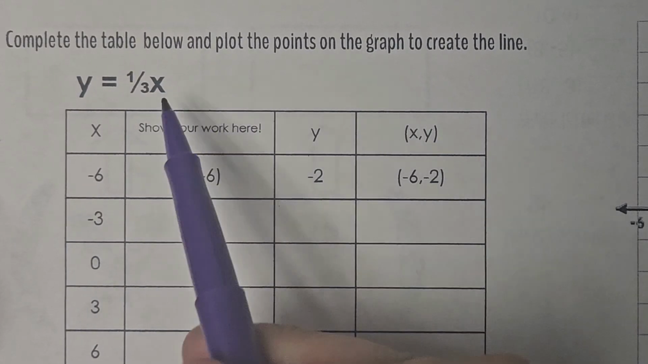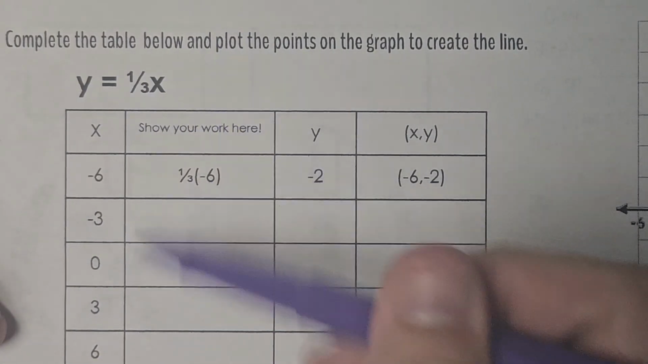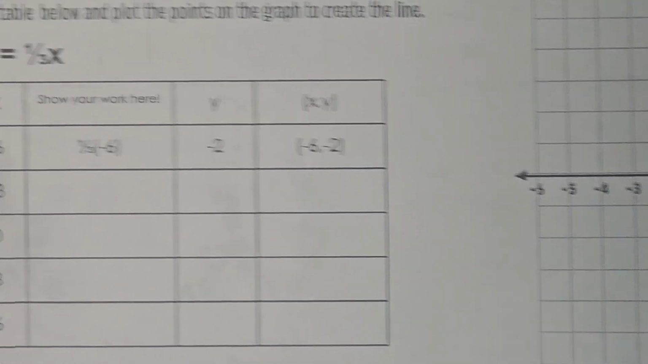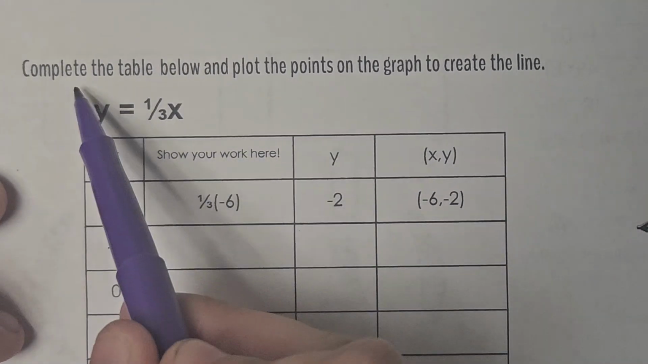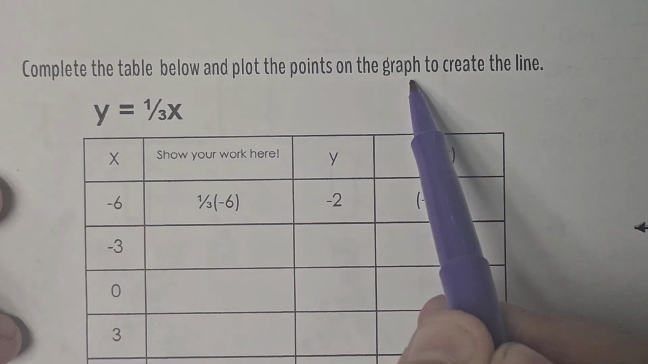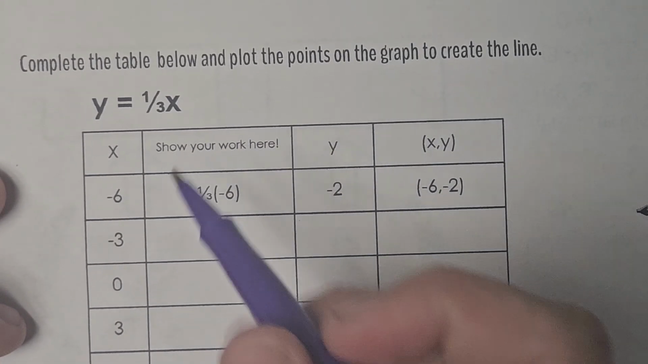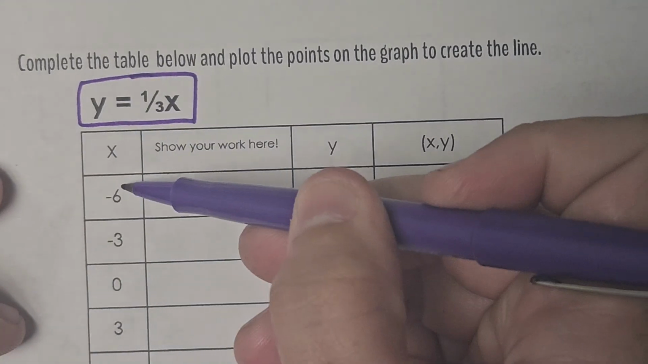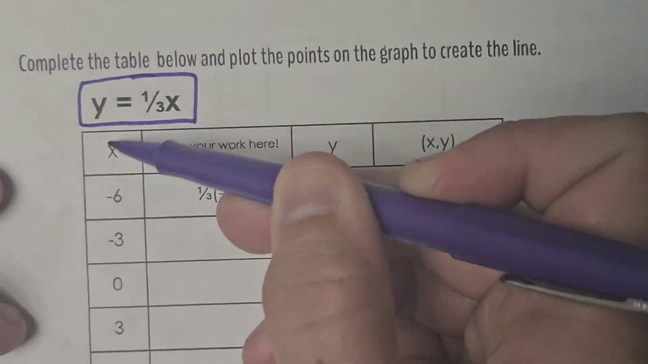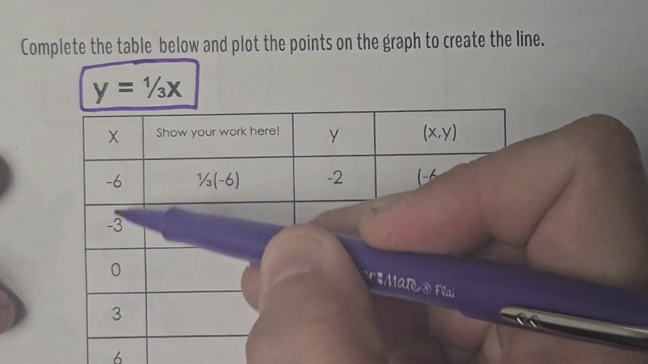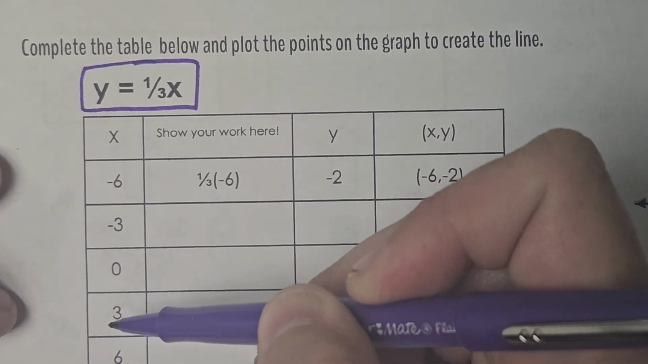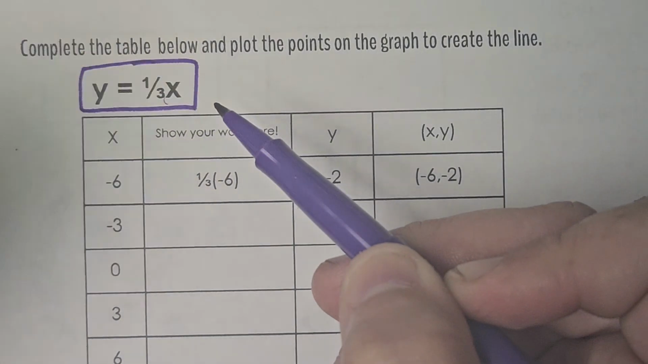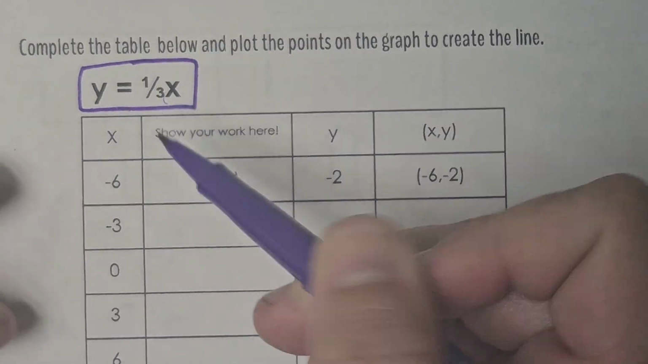We are going to use this equation to fill out the table, and then we're going to plot the points over on the right-hand side. So the directions say complete the table below and plot the points on the graph to create the line. The part that is given to us is the equation, and then we have all of these numbers in the x column. Each of these numbers in the x column is going to be replaced for this x, so we can take out this x and then replace it with one of the numbers.